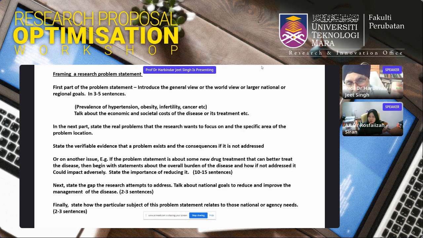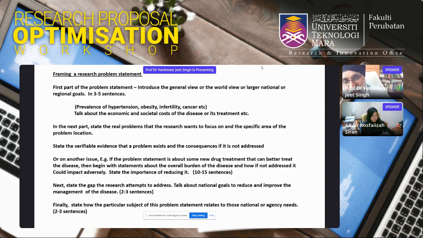All right. So I've just given another example here. When I was writing these slides, I didn't think of COVID. COVID has just come into my mind just now. But nevertheless, this is another example. If the problem statement is about a new drug that can better treat a disease, for example hypertension, obesity, cancer, or infertility, then you begin with statements about the overall burden of the disease and how, if not addressed, it could impact adversely.